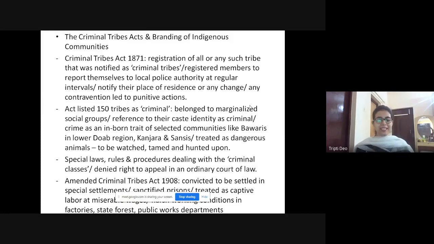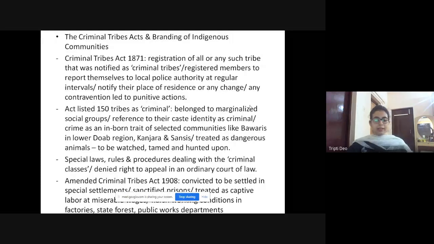Now, if you pay attention to every word that I've used in this particular point, there are strict punitive ways in which these people were categorized and identified. For no mistake of theirs, but because they wanted to follow their traditional ways of subsistence. Special laws, rules and procedures dealing with the criminal classes. Again, criminal classes is terminology that Britishers are using.